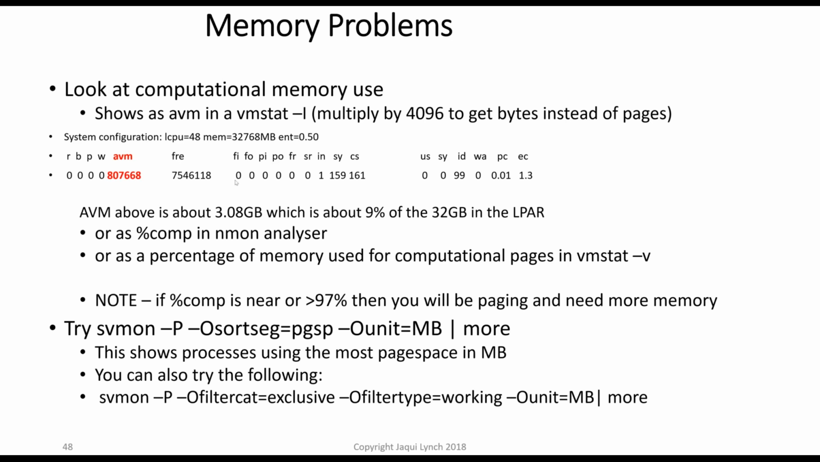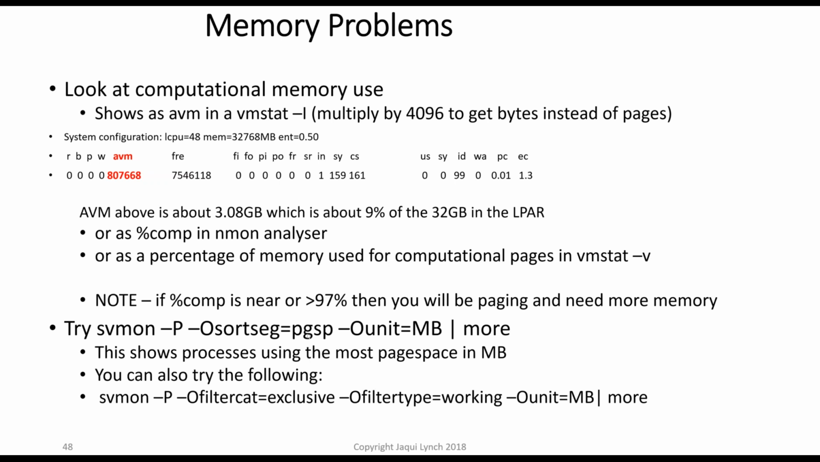When I look at something like a vmstat -I, one of the things I'm going to look at is AVM. And so in this case, my AVM is about 3 gig. What that's telling me is that 9% of my 32 gig is being used for computational. I can also get that in the nmon analyzer as a percent computational, or I can get it out of the vmstat -v.